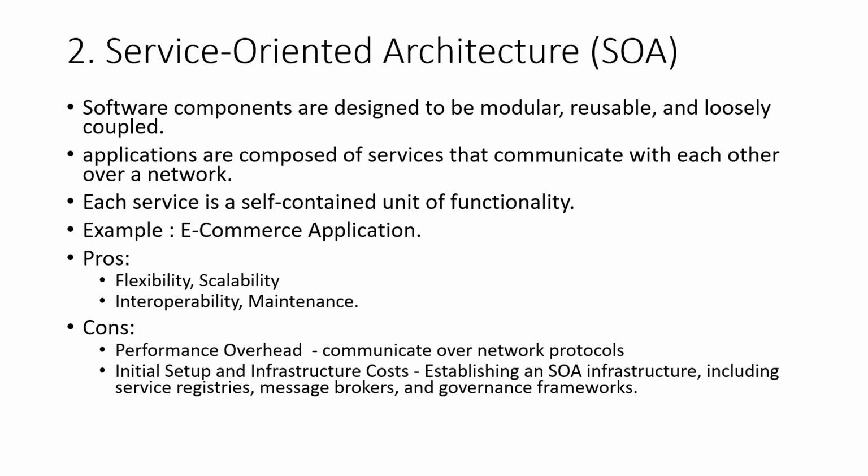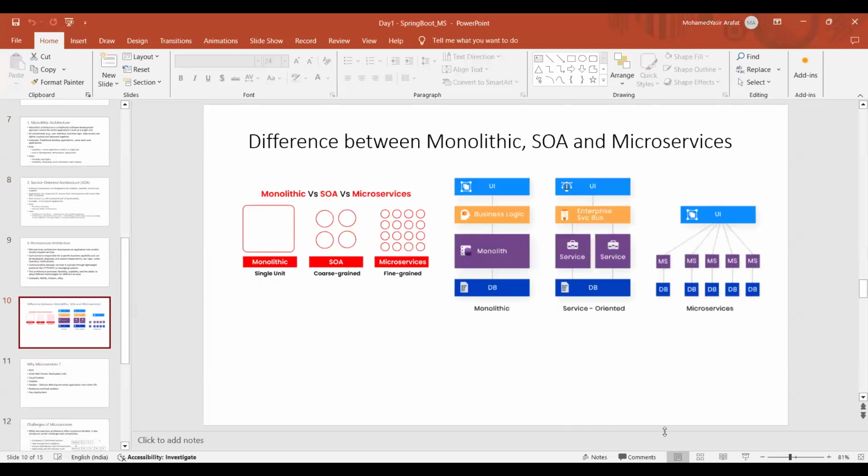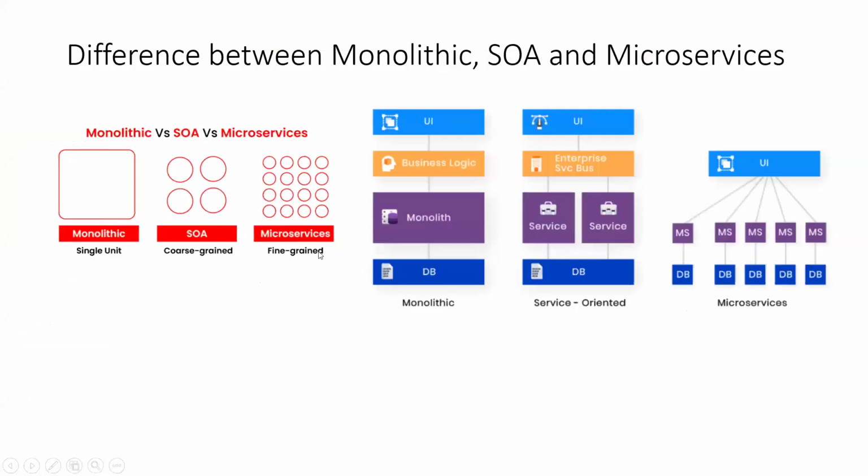An example: I think some of the e-commerce systems are still in service-oriented architecture. Let me go to the look and feel so that you can understand exactly. I'm jumping into the slide here. So this is what I'm trying to say. Monolithic is a single unit of work, right? That's why it is fully blocked.